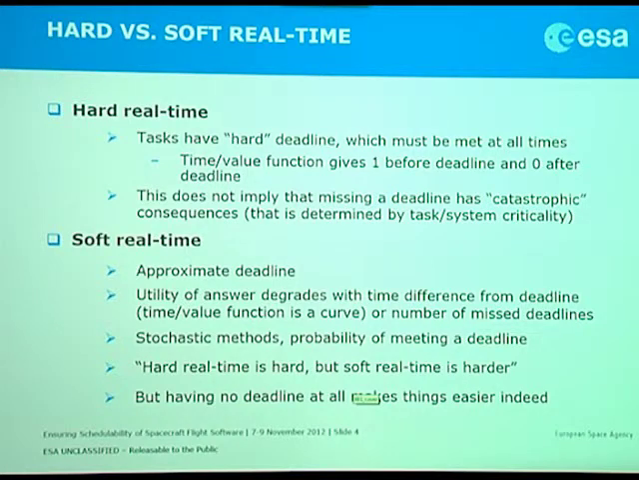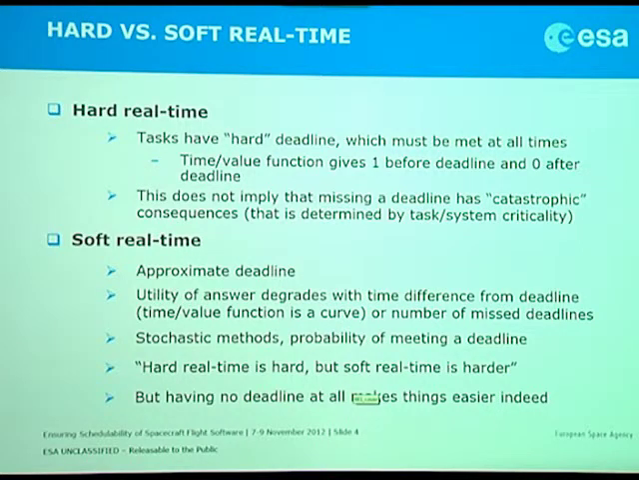When we talk about hard real-time, then having a hard real-time system means that we have deadlines which are hard, which must be met at all times. And so you can see it in a way that there is some time value function which returns 1 if the deadline is met, and any time before the deadline, but after the deadline the value is 0. It has no value for us.